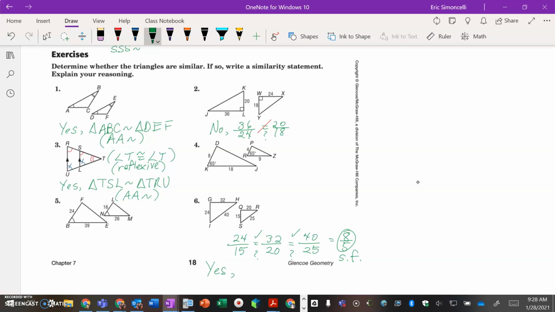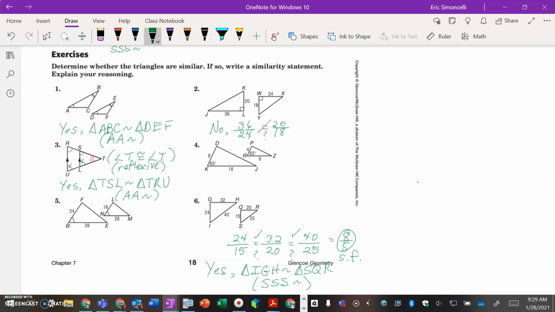And let's be, again, mindful of order. Order does matter, so I'll say triangle IGH is similar to triangle SQR. And the reason, again, whether it's obvious or not, is side similarity. Okay, so side angle side, and angle similarity.